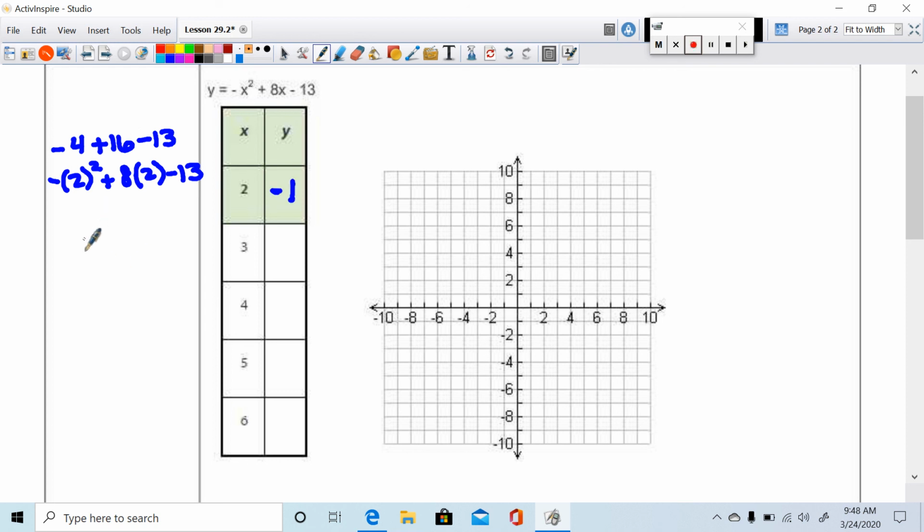Okay, the next one, negative 3 squared plus 8 times negative 3 minus 13. So that's negative 9. 8 times negative 3 is negative 24 minus 13. Okay, that's all negative there. Let's make sure I did that right. Negative 9, and then 8 times negative 3 is negative 24, and a negative 13. So this is definitely not even going to fit on the graph here.